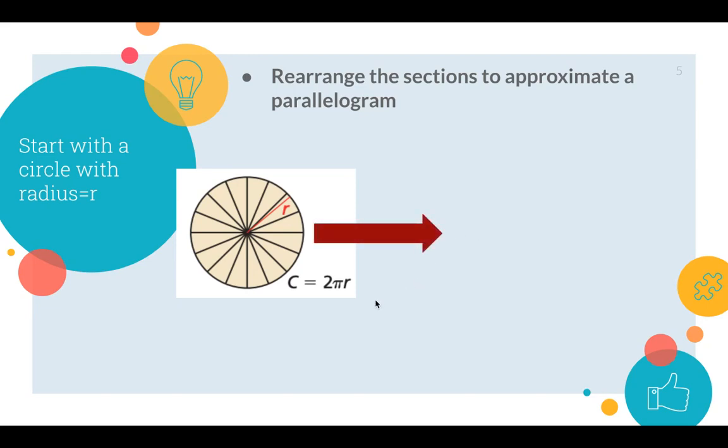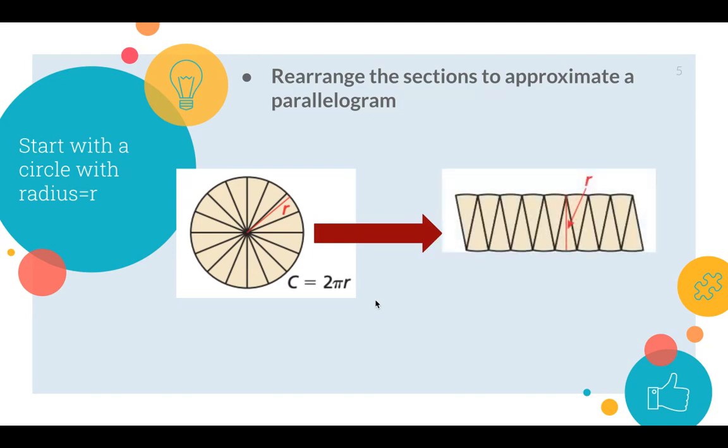Okay, so now we take out all the slices and lay them this way, and now this approximates a parallelogram. The only thing that is not parallelogramish about this is that these little pieces, this part of the crust, are curved a little bit. If those were straight, this would indeed be a parallelogram, but those are curved.